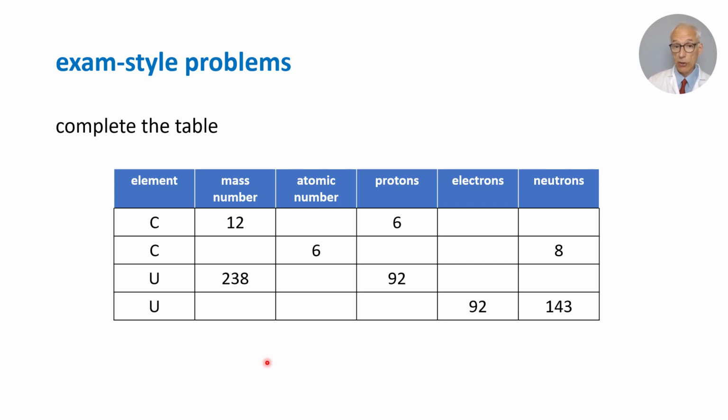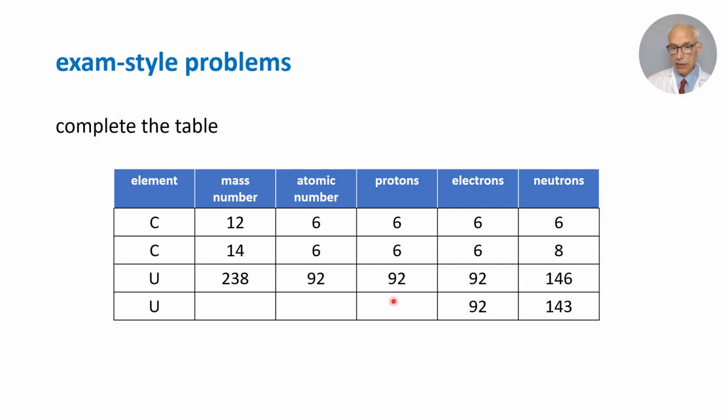Okay, so let's look at the first one. Proton number is 6, which must mean we've got an atomic number of 6. The number of electrons is the same as the number of protons. 6 plus 6 makes 12. We were given the mass number, so we must have 6 neutrons because we've got 6 protons. The second one is again carbon, so atomic number 6, 6 protons, 6 electrons, but we've got 8 neutrons, mass number of 14.